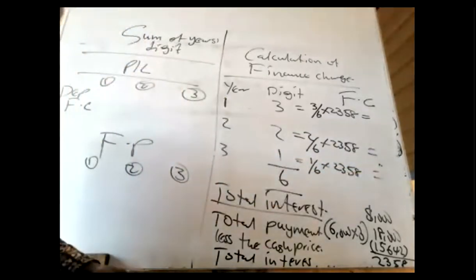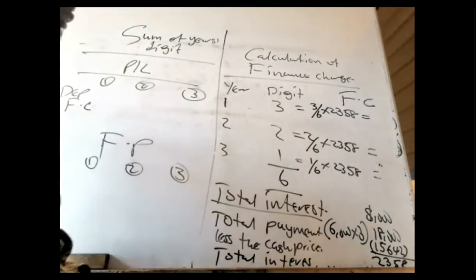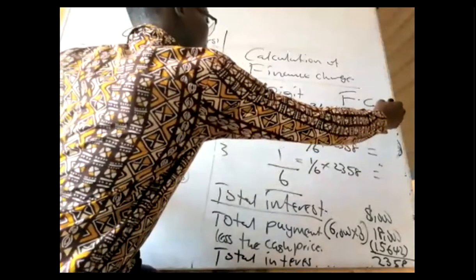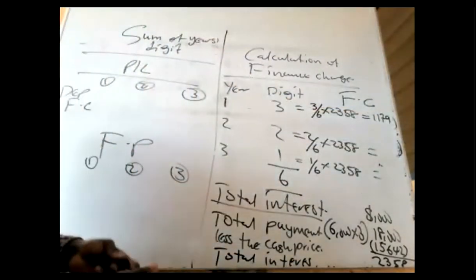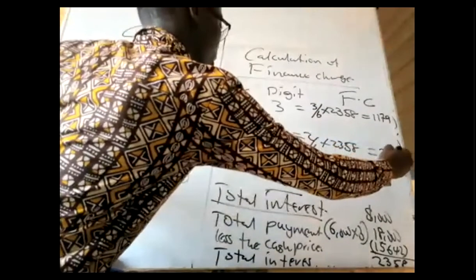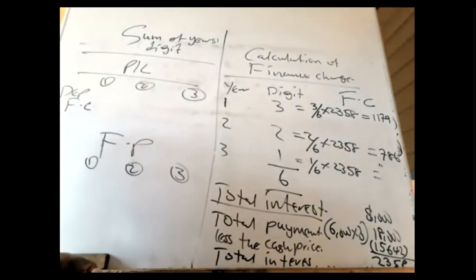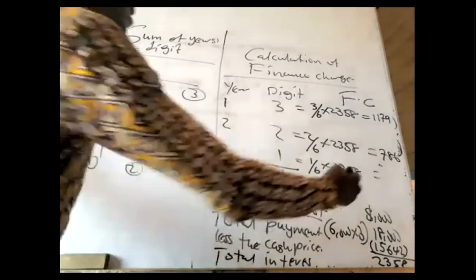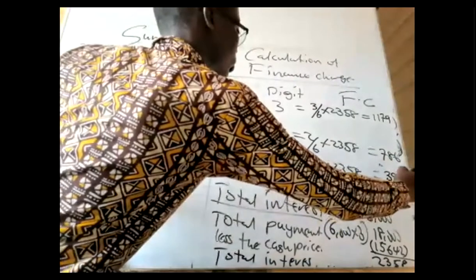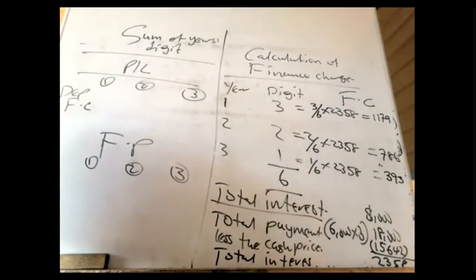So let's get this answer correct. So here year one will be 1,179. And then year two will be 786. And year three will be 393. Okay, so basically that is the interest.